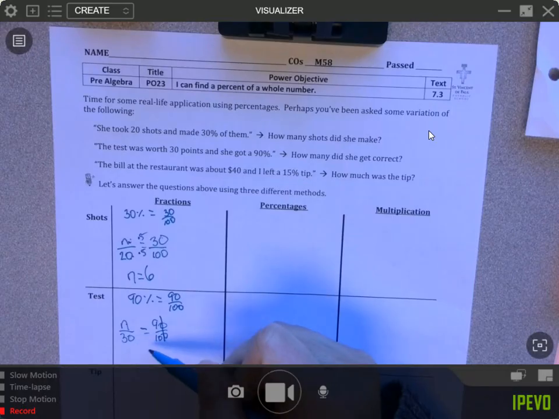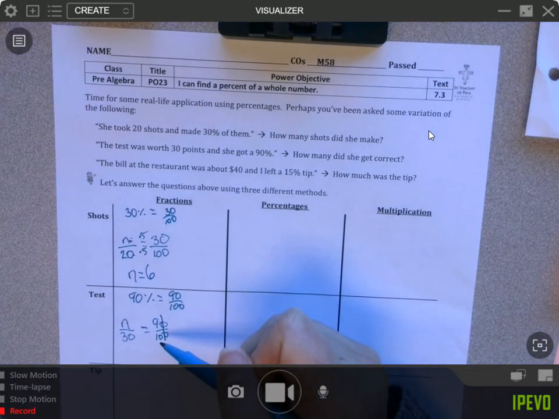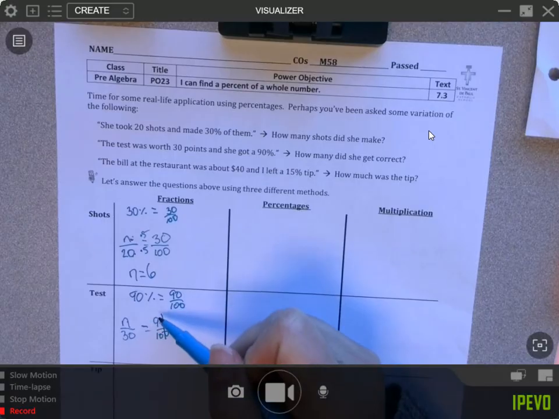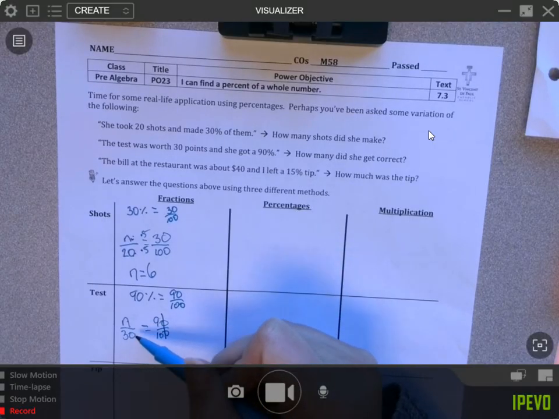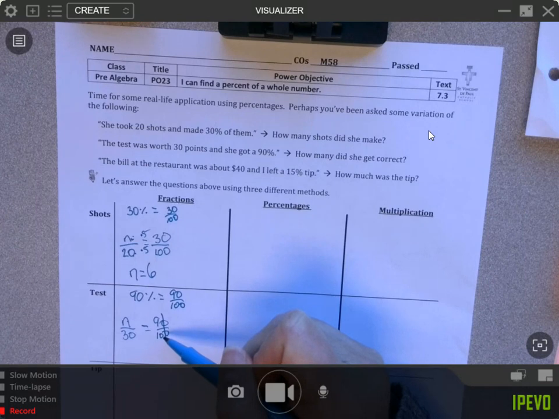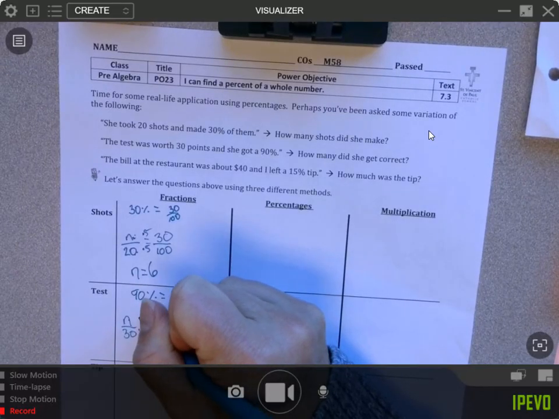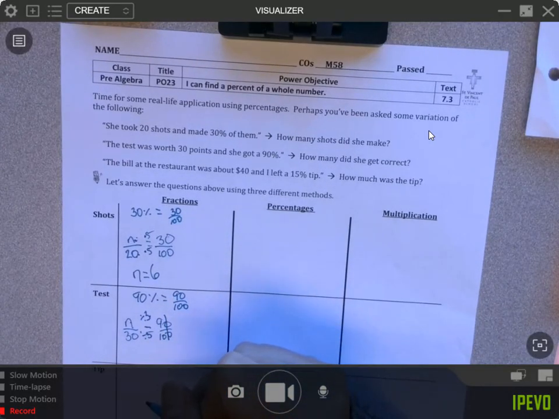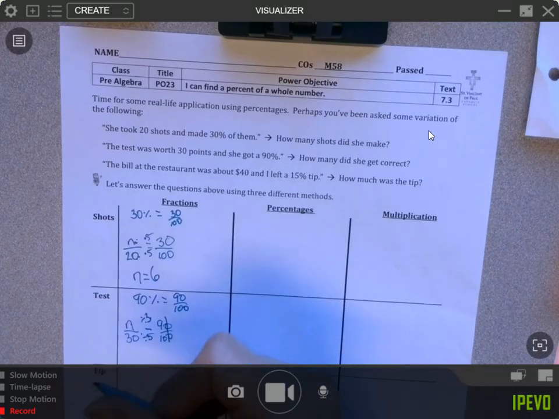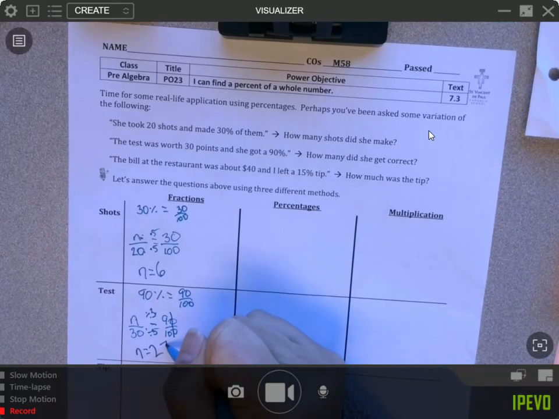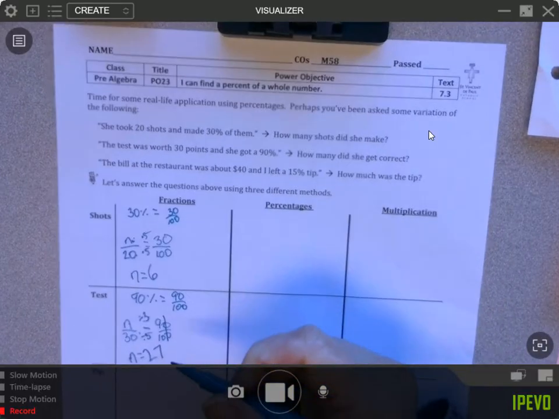I couldn't say 30 up to 100 because that doesn't work out evenly. But dividing that 10 out, how can I go from 30 down to 10? Hadley? I could divide by 3. 30 divided by 3 gets me 10. So what number divided by 3 gets me 9? Michael? Luke? 27. So n equals 27.